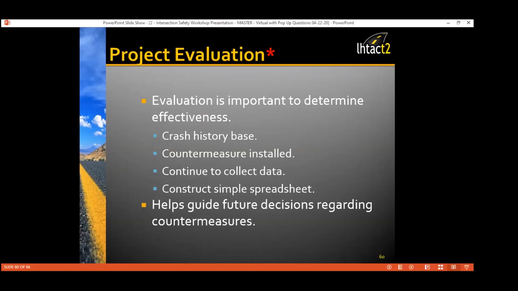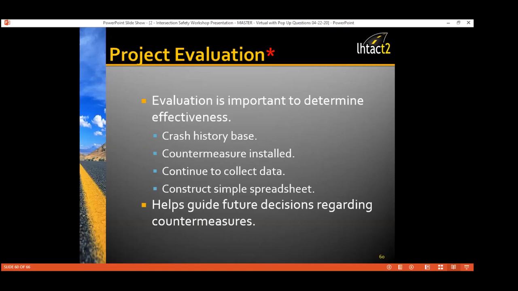And number two, it may help us justify getting additional funds to keep doing the good things that we're doing, and to demonstrate to those who manage us, including even the political arena, that we're doing good things. Here's the evaluation and here's the data to prove that the investments we made are actually moving the needle of safety. And so again, we go about doing this by having a good crash history base, the data.